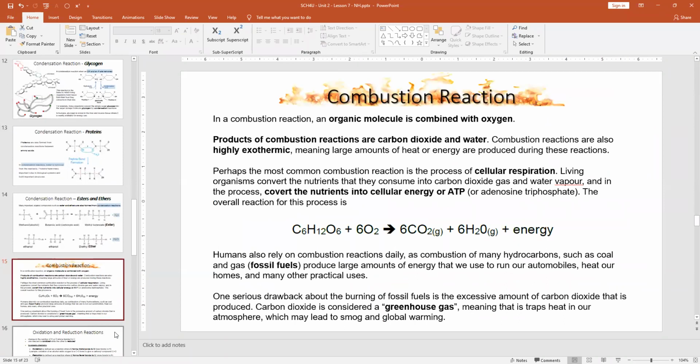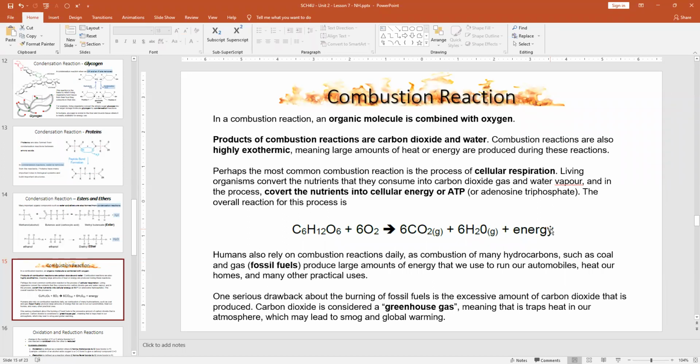Okay, I'll review again. We quickly touched on combustion reactions. Combustion reactions, I think we're all very familiar with. It's where something is burning, where you're using oxygen. And in a complete combustion reaction, the only products that remain are carbon dioxide and water. Both of these are in the gas state, so carbon dioxide gas, and water in the gaseous state, which is also known as water vapor. So water vapor and carbon dioxide gas, and lots of energy.